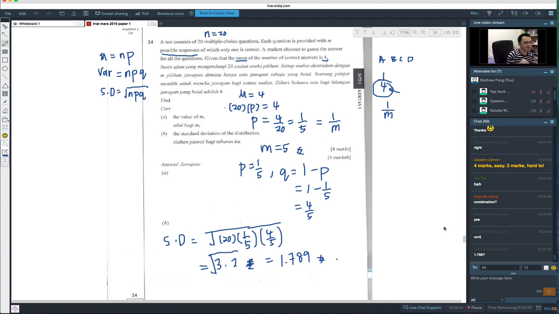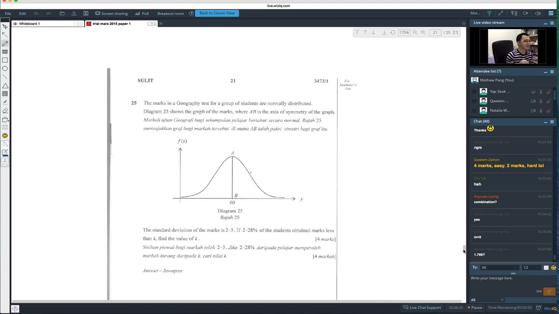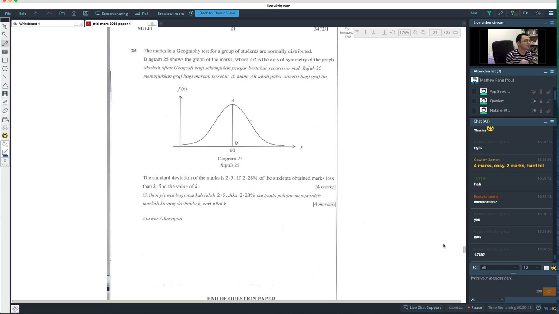Yeah, we go to the last question. Okay, this question, obviously we see the bell-shaped diagram is a probability distribution, but I think this one you can consider as a hard question also, because it's quite different from what you learn normally.